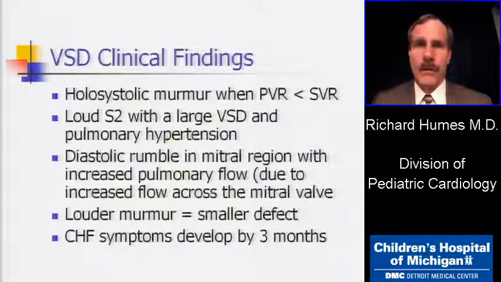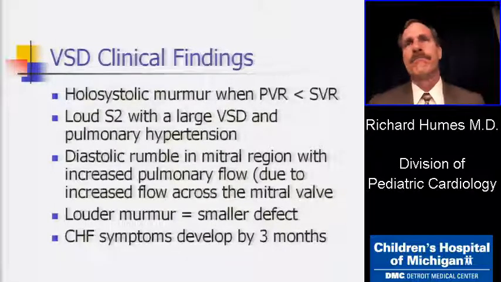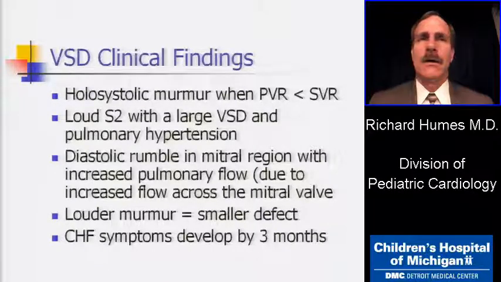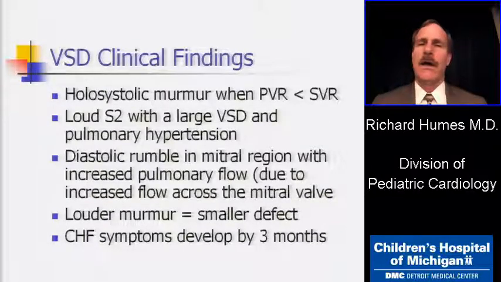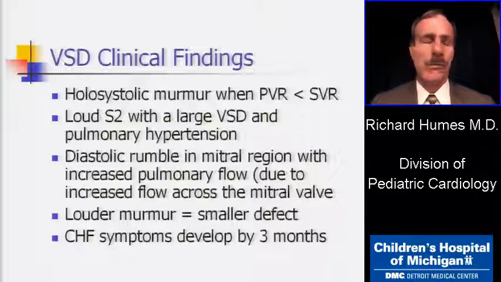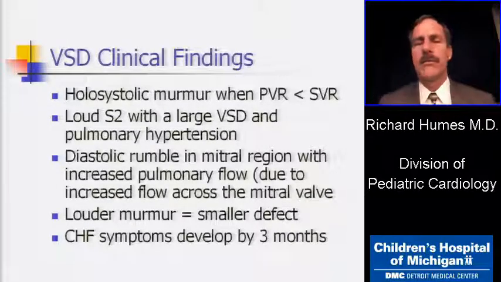Generally speaking, the louder the murmur, the smaller the defect. That's a little bit difficult. I think that a very large defect will not have a loud murmur. As the defect starts to get smaller and smaller, the sound will increase, and as the defect gets very, very tiny, however, the overall volume of the sound may go down when it becomes very, very restrictive. As mentioned before, we usually see congestive heart failure symptoms develop, if they're going to develop, by about 3 months of age.